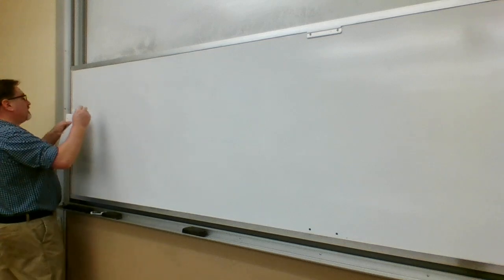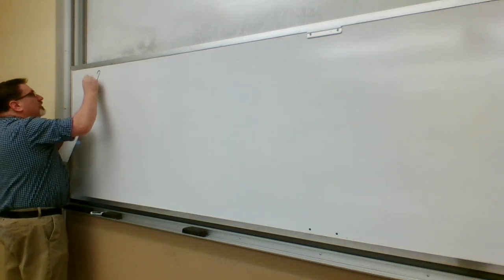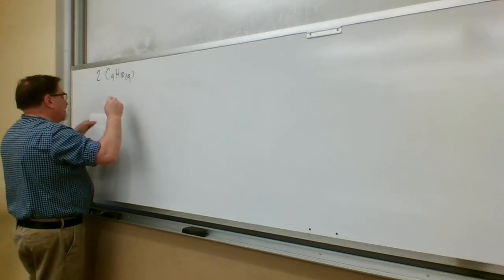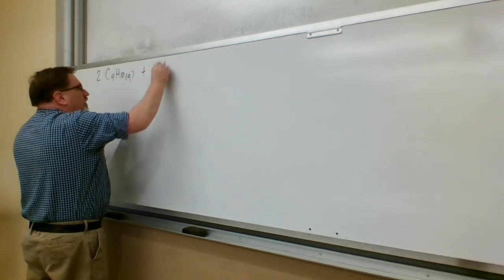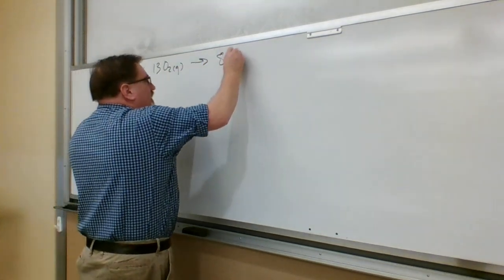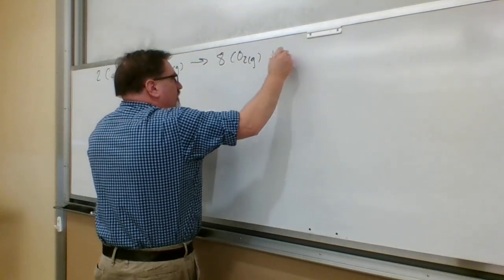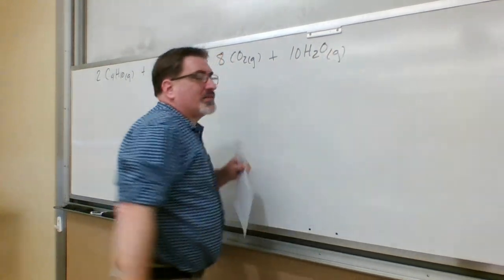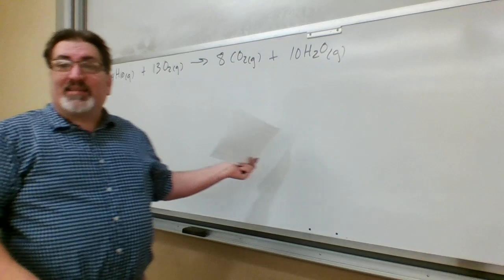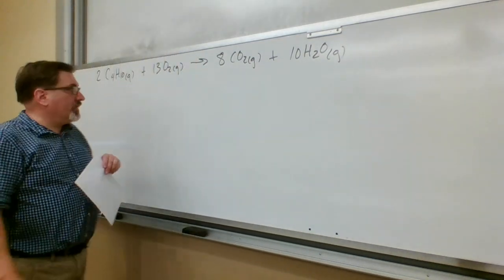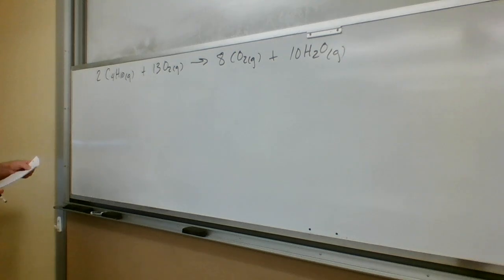So we're going to look at 2 C4H10 as a gas plus 13 O2 as a gas makes 8 CO2 as a gas plus 10 H2O as a gas. That was one of the equations that we calculated delta H for in our previous warm-up of the chapter. Okay?